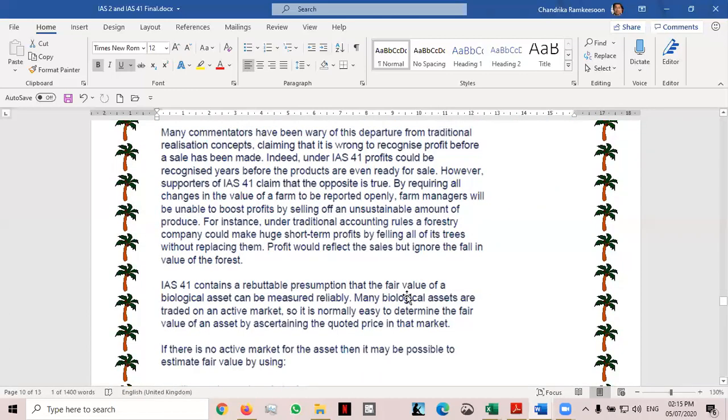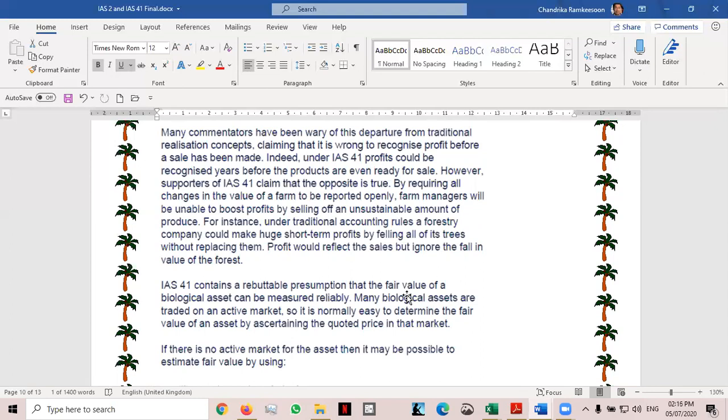Many commentators have been wary of this departure from the traditional realization concept, claiming it is wrong to recognize profit before a sale has been made. What is being referred to here especially is the natural increases in value over time, which will go in P&L, not other comprehensive income. And those who do not agree with that, their argument would normally be that it is wrong to recognize profit before a sale, because no sale has actually taken place. It's just a natural increase.